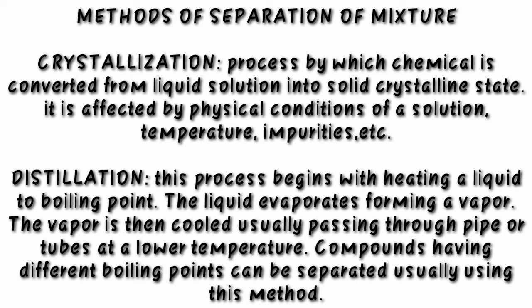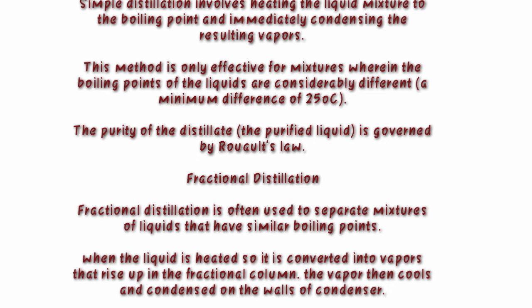Distillation. This process begins with heating a liquid to its boiling point. The liquid evaporates, forming a vapor. The vapor is then cooled, usually by passing it through pipes or tubes at a lower temperature. Compounds having different boiling points can be separated using the distillation process. The types of distillation processes are simple distillation, fractional distillation, steam distillation, and vacuum distillation.